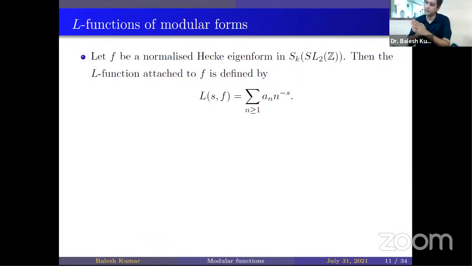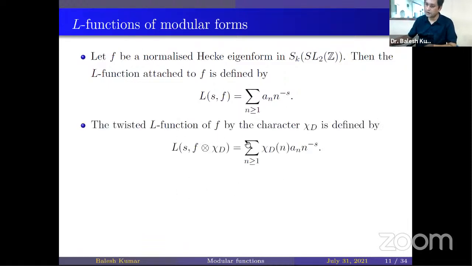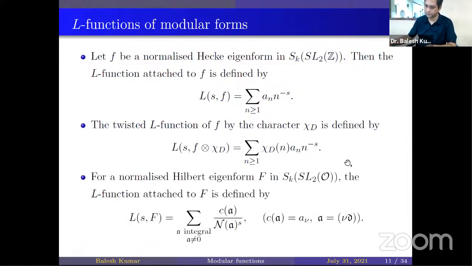So for a normalized Hecke eigenform f inside S_k(SL2(Z)), one can define this L-function L(s,f), which is the sum of a_n n^(-s), where the a_n are the Fourier coefficients of this normalized Hecke eigenform. And similarly, one can define the twisted L-function of f by the character chi_d. Here chi_d corresponds to the character coming from the real quadratic field K. And one just twists the L-function L(s,f) by this chi_d(n).